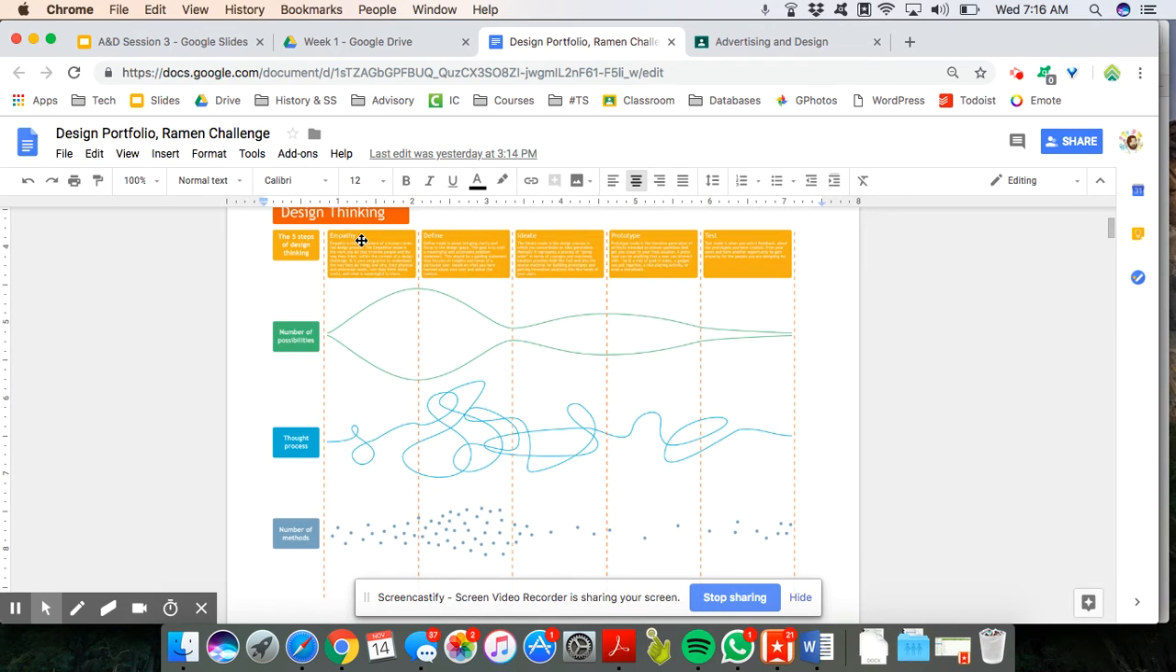Today, we're doing the first two columns, empathy and define: understanding how people interact and use ramen, and then trying to define some of the problems or the issues with ramen. The biggest thing you can see here is these green lines. We want to widen or broaden all the possibilities that we're thinking about today. The goal today is not to be narrow in our thinking, but anything is a possibility. This blue line shows that design thinking is not linear. It's messy, and that's okay.